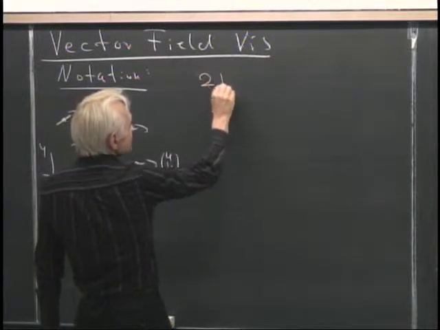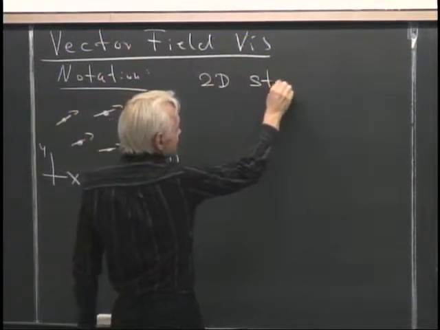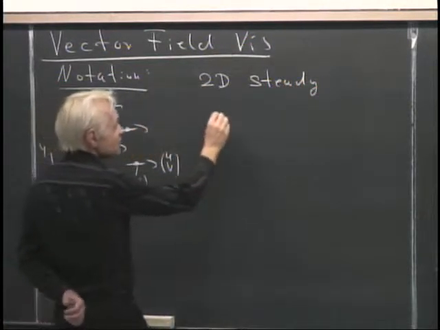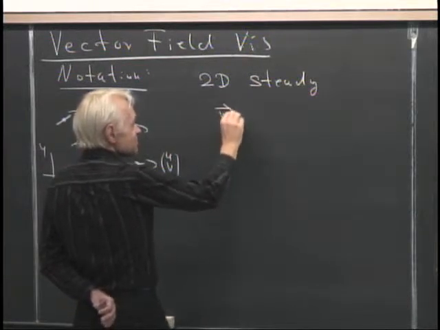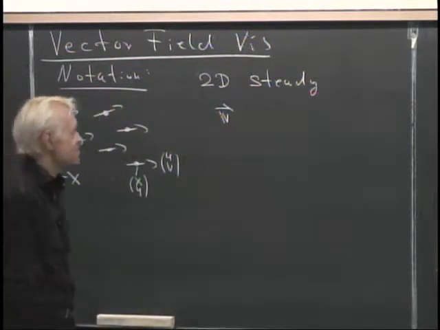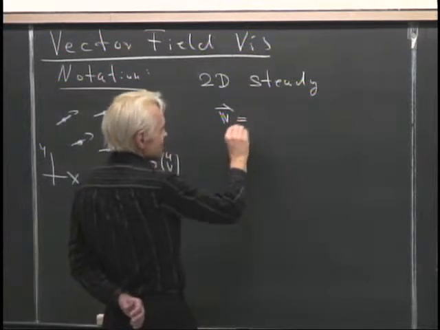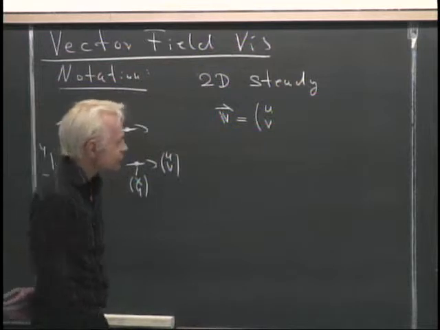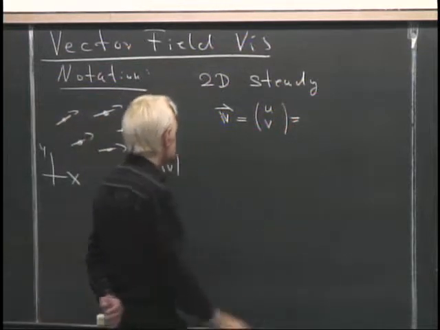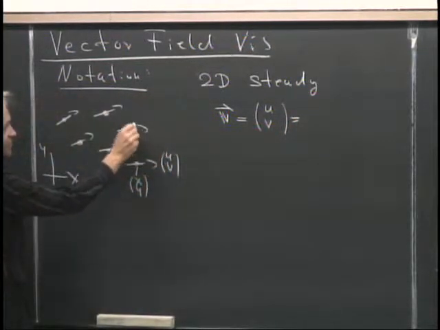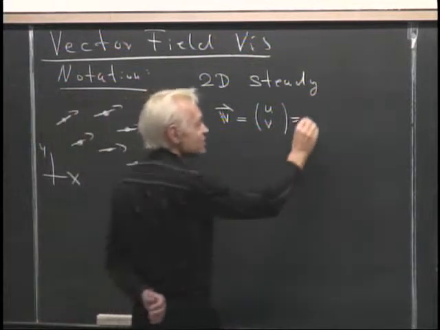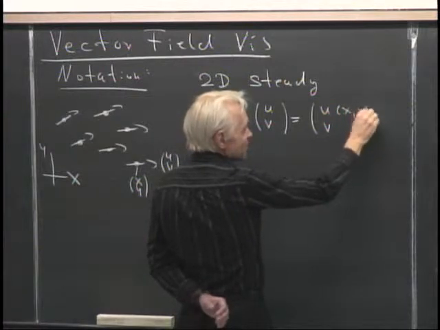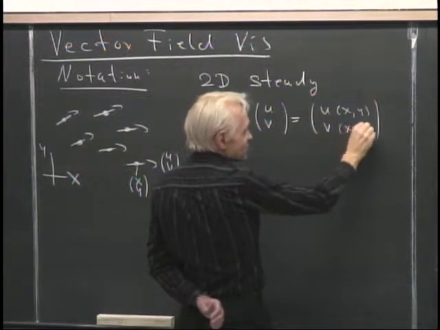So a 2D steady field would be a vector field v. Sometimes I will make this arrow on top of the v, sometimes I won't, because it is implicit anyway. And the components will usually be written as uv. And the uv, the direction of the vector and its length, really depend on the location. So these are two coordinate functions. u depends on the location xy, and v depends on the location xy, but nothing else.